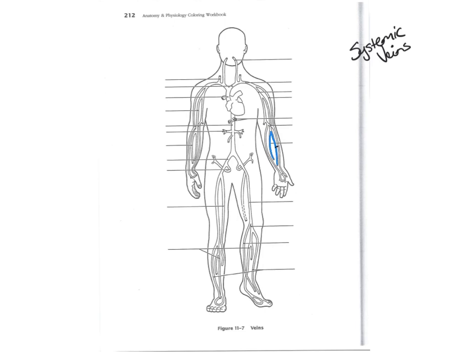So the one on the thumb side, that one is called the left radial vein. And then the one on the pinky side, that's called the left ulnar vein. And then those are going to merge together to form this vein right here in the middle. And that vein in the middle, then we call the brachial vein. So that's the left brachial vein.